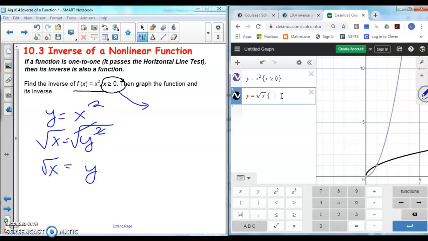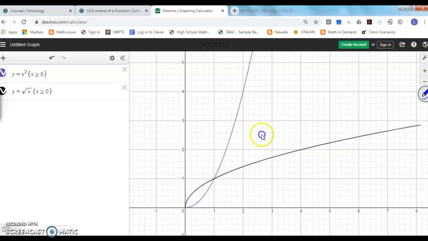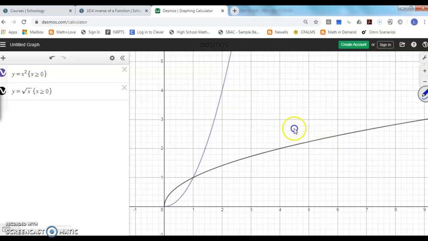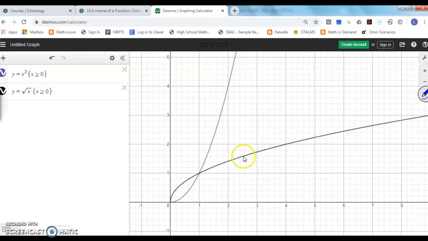x is greater than or equal to 0. Right. Okay, and we can see that the graph formed by the inverse is also a function. It is also one-to-one because the domain for a square root function consists of non-negative numbers.